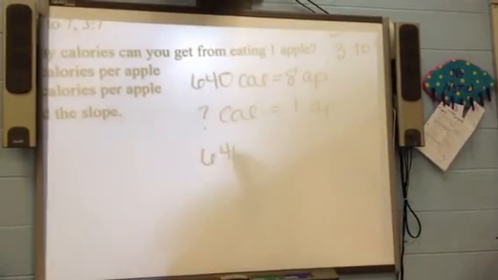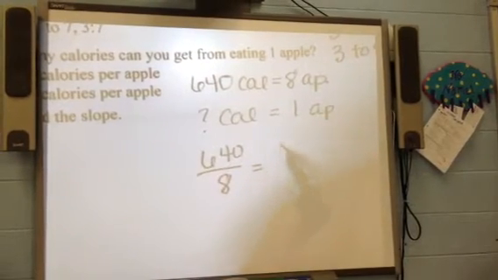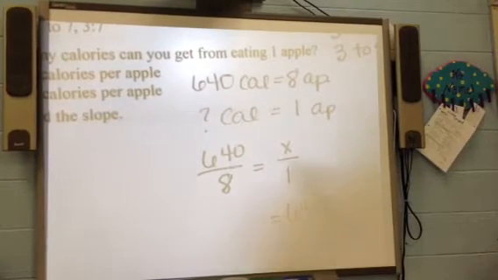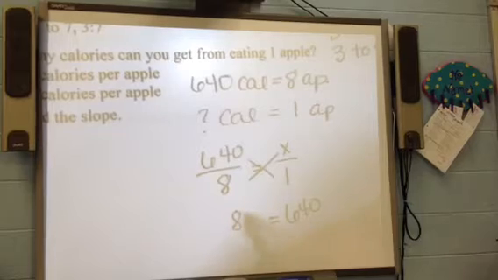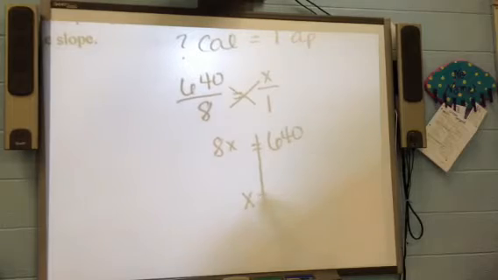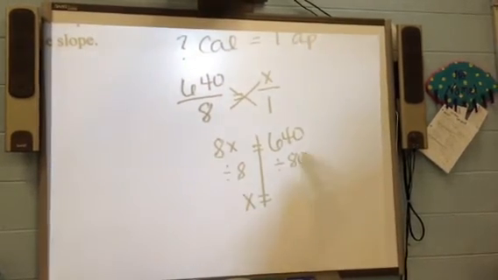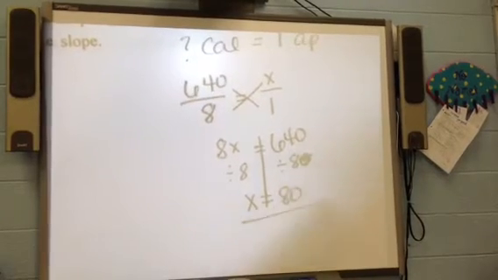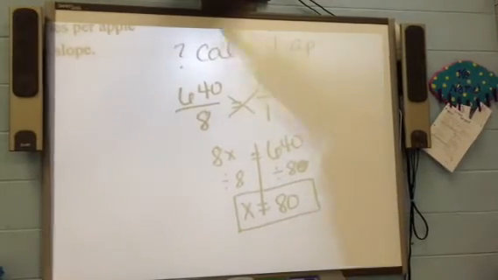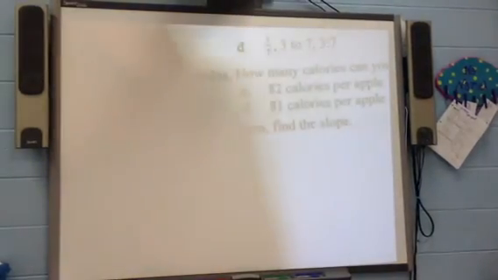640 calories is 8 apples. We want to know how many calories that is for 1 apple. Cross multiply. Solve for the variable. Oh, sorry, I tried to put it in. 80. So 1 apple is 80. You can also just divide 640 by 8 to get the unit rate. So the answer for that is A.